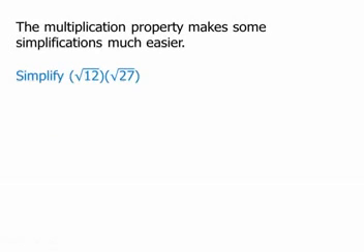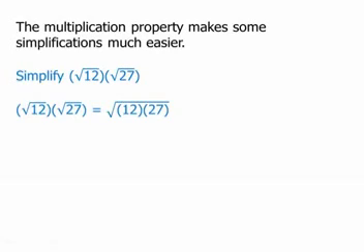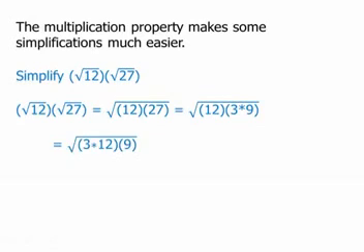The multiplication property makes some simplifications much easier. Suppose we're told that we had to simplify the square root of 12 times the square root of 27. Well, one way to go about this is we could multiply them together, but of course we're not just going to multiply out and get that horrible 3-digit number. Again, we're going to think about this. We're going to factor out a 3 from that 27 because that will leave us with the perfect square 9. And that factor of 3 I'll multiply by the 12.